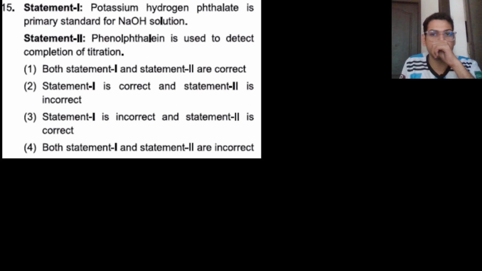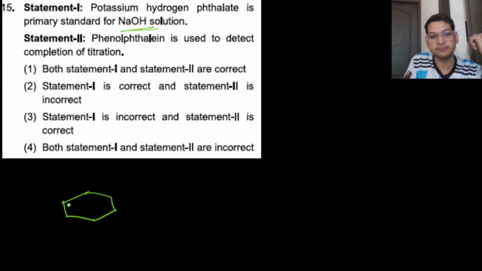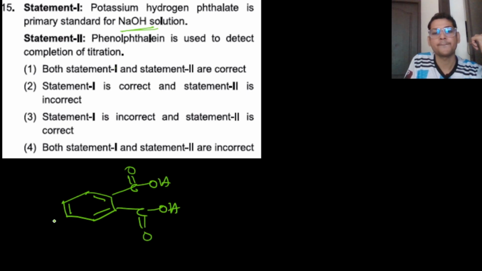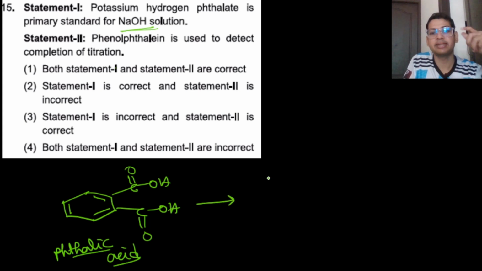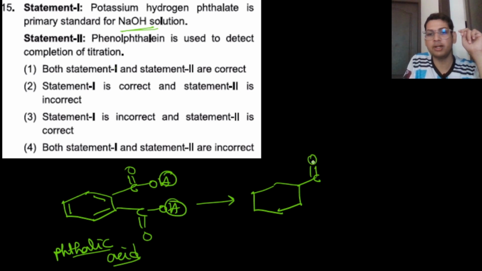Okay, potassium hydrogen phthalate is a primary standard for NaOH solution. Yes, for NaOH. Potassium hydrogen phthalate means what? Do you know phthalic acid? This is phthalic acid, right? And potassium hydrogen phthalate means one of the hydrogens, not both. It is two hydrogens that can show acidity, only one of them.